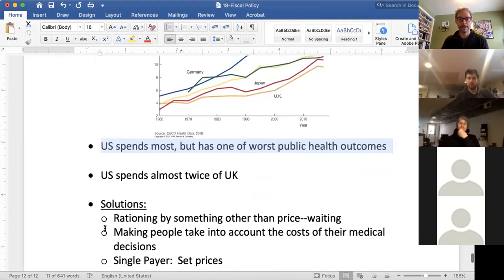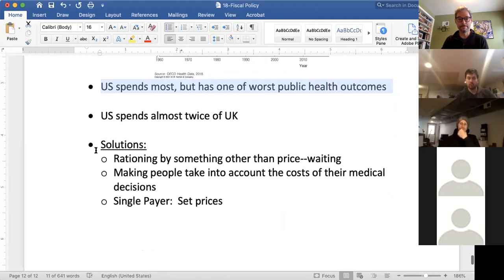And so many economists have, and this is really now getting a bit beyond the scope of this class, but some of the things that economists have talked about to try to solve some of these market failures in healthcare are things like rationing healthcare by things other than price, right? In England, it's often waiting, right? If you want to have an elective surgery, you're just going to have to wait. And so there's a cost to that as well. But it is one way to keep prices down.